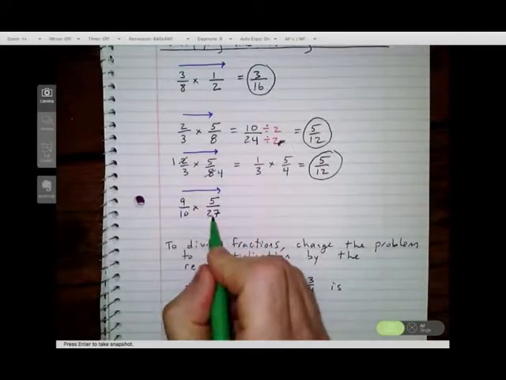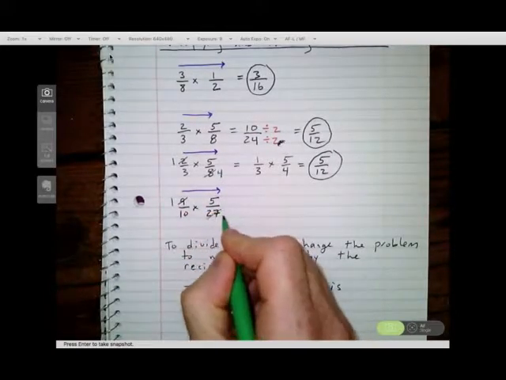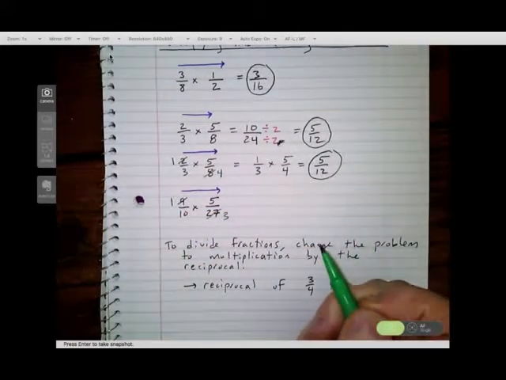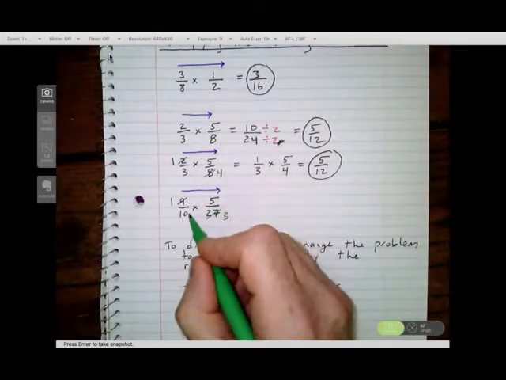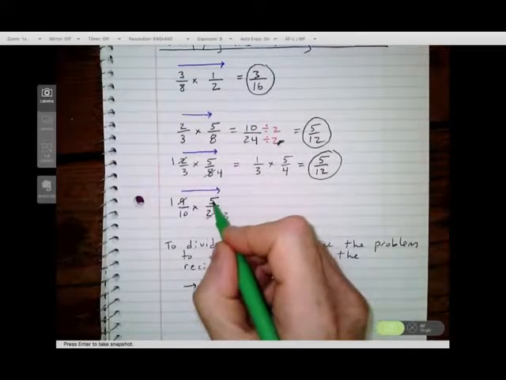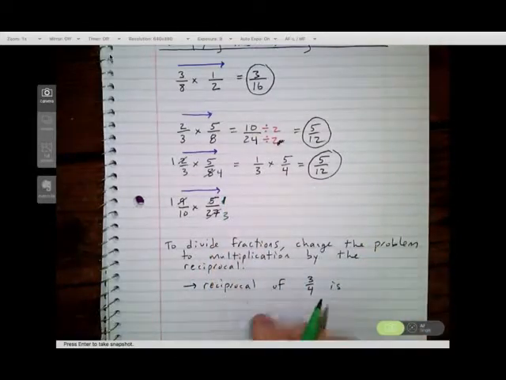Okay, so 9 and 27. Can you reduce that? And the answer is yes, absolutely. 9 goes into 9 once, it goes into 27 3 times. So already right there, we're a lot simpler. But you may also notice, look at this, 5 and 10. Can we reduce that? So yeah, 5 goes into 5 once, and it goes into 10 twice.